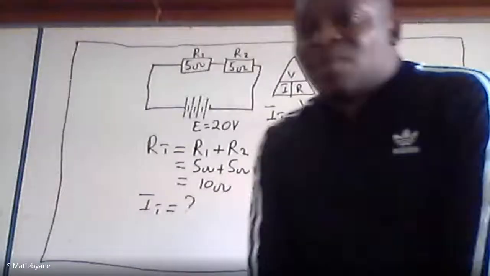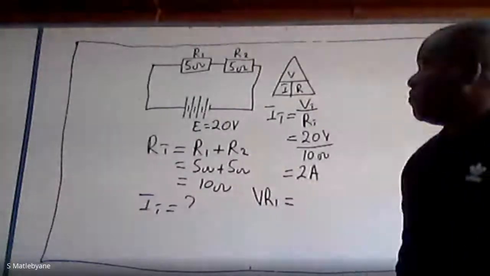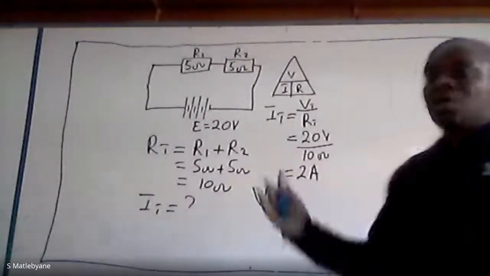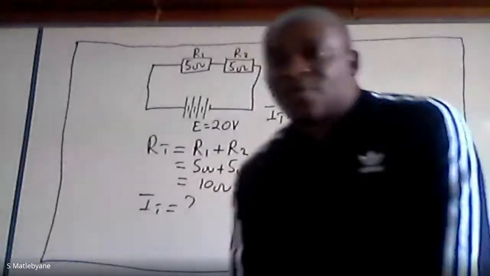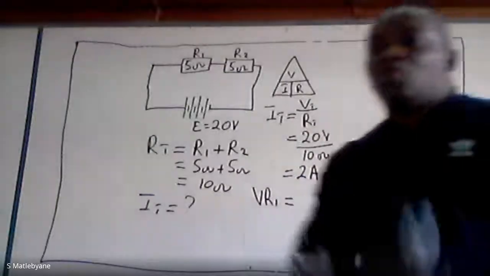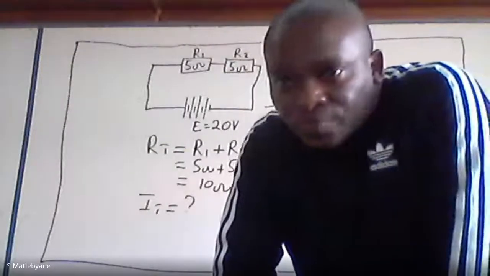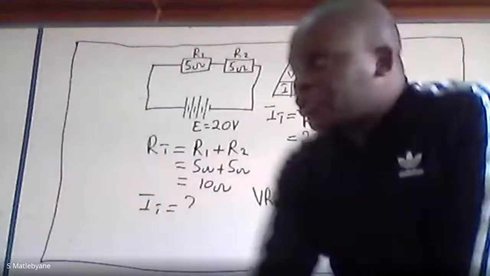So in the examination, this is how I will be asking the questions. I'm going to give you a circuit. You will calculate the total resistance. You will calculate the current, and you will calculate the voltage across each resistor. Okay, I'm repeating the question.